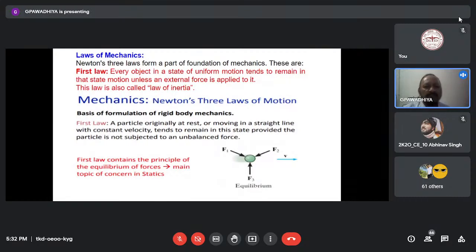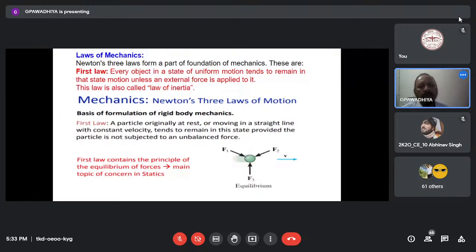Newton's first law is basically known as the law of inertia. Every object in a state of uniform motion tends to remain in that state of motion unless an external force is applied to it. So if there is no external force acting on the body, in whichever state the body is, it remains in that state. That is known as the law of inertia.